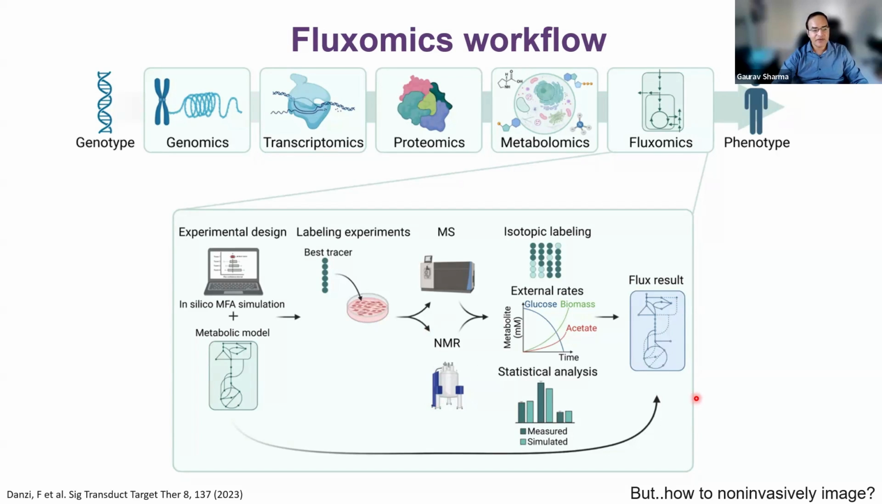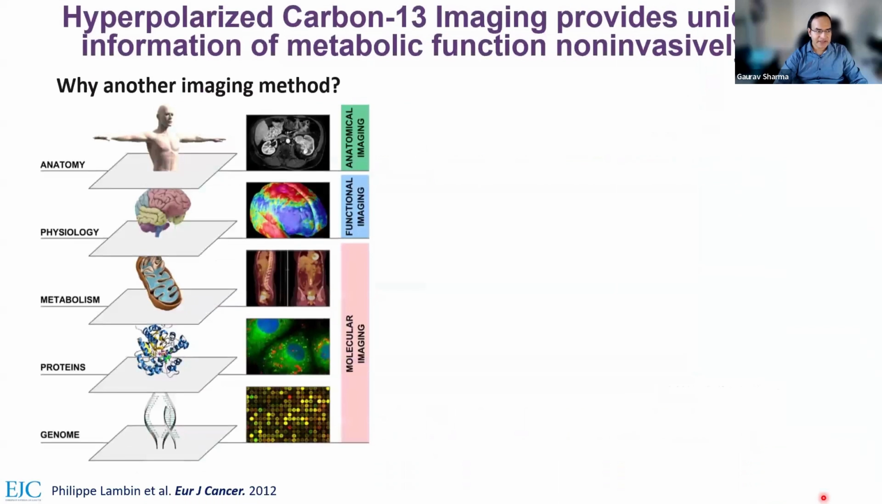But if we want to improve a diagnostic, we have to go to non-invasive imaging. So we have a technology which works on pretty much the same principle, and there is definitely a need for another imaging method. So the question comes, why do we need another imaging method, whereas we already have several methods available?